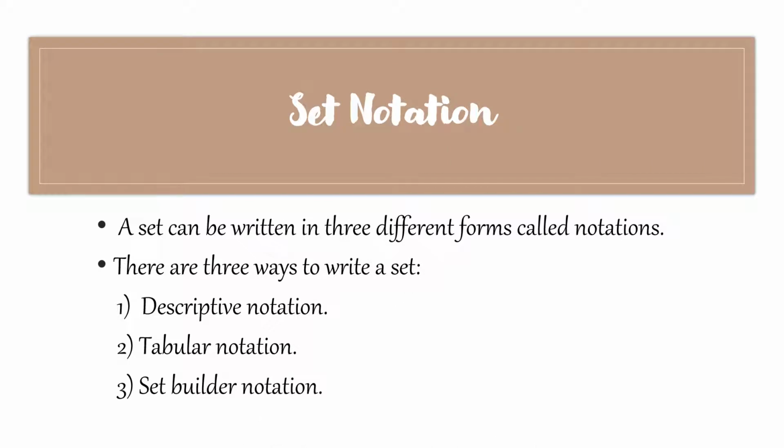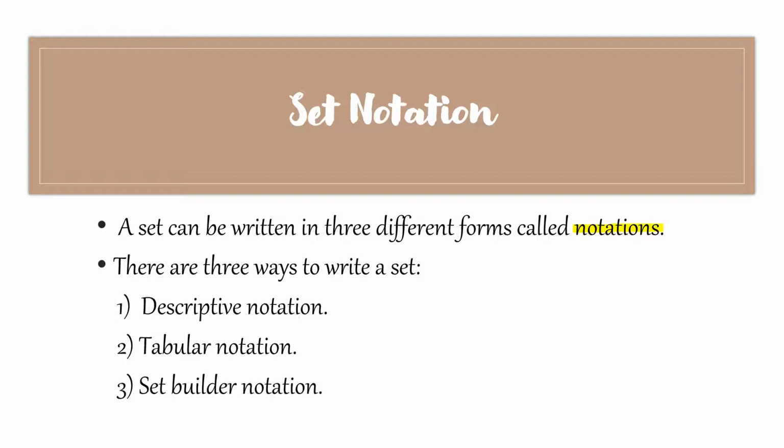Set notation is basically a representation of the set. A set can be written in 3 different forms called notations. First one is descriptive notation, second one is tabular notation, and third one is set builder notation. We'll discuss them one by one.